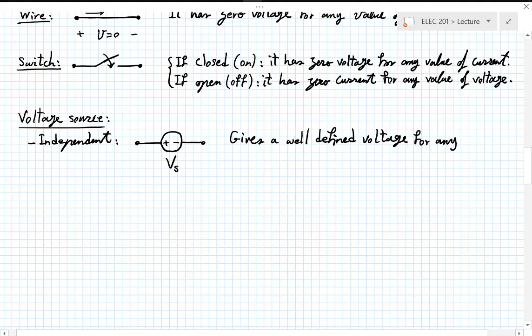For any value of current. So a voltage source actually does not impose what the current is. It's an element that does great service. It says, oh, I'll give you this voltage no matter what you do. You can take this voltage and be comfortable and do whatever you want with it. I'll provide whatever current you want.